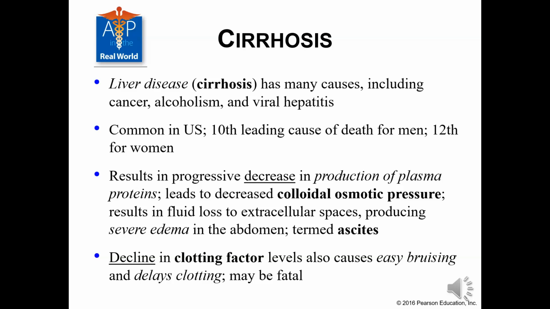And one of the principal problems that occurs in the human body is a decrease in the production of plasma proteins. So you'll get a blood smear and a complete blood count, you'll get a metabolic panel, and you'll find out that the colloid osmotic pressure is reduced because the albumin level is usually reduced. And that results in a lot of fluid loss to the extracellular space, and that can produce severe edema, sometimes in the abdomen, and that term for edema in the abdominal area in the peritoneal cavity is called ascites.